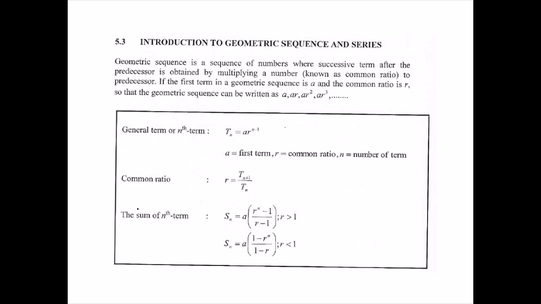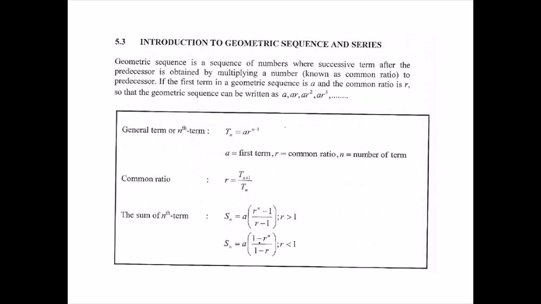And the third formula is to find the sum of the nth term. There are two formulas. Number one is for when the value of R is more than 1, and the second is for when the value of R is less than 1. So let's look at the first formula. When R is more than 1, Sn, the sum of the nth term, equals A multiplied by R power n minus 1 over R minus 1. Since R is bigger than 1, look at the formula R minus 1.